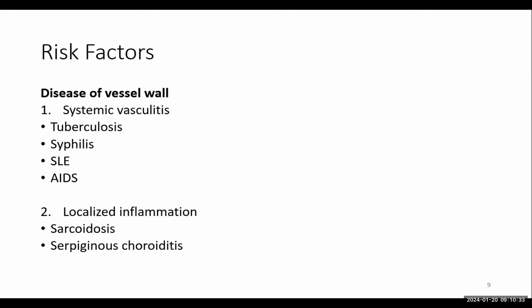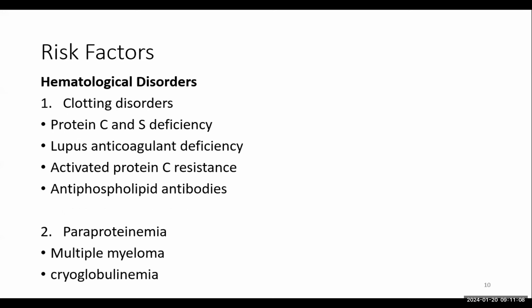Then other risk factors are diseases of the blood vessels, the retinal vein itself. Any condition that can cause disease of the retinal veins includes systemic vasculitis like tuberculosis, syphilis, systemic lupus erythematosus, and HIV/AIDS. Local inflammation, like sarcoidosis and serpiginous choroiditis, can also cause disease of the blood vessels of the retinal vein. Then other risk factors are the hematological factors.